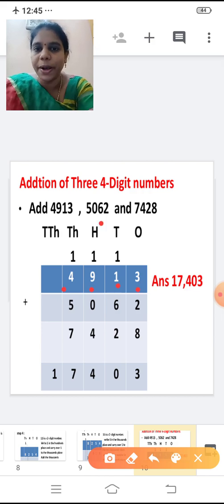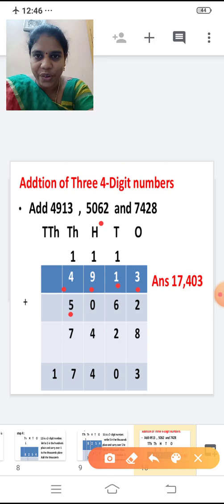Now take the second number, 5,062, 5,000. So 5 in the thousands place, 0 in the hundreds place and 6 in the tens place, 2 in the ones place. Now 7,000.